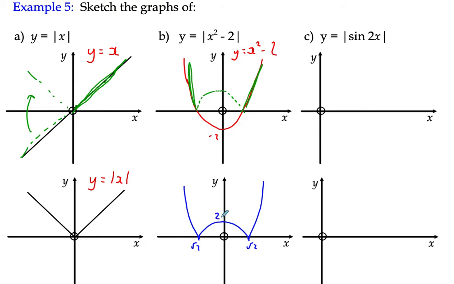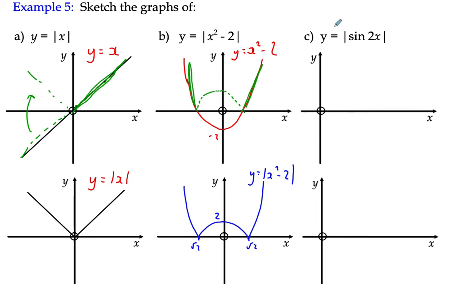We know that that's the value 2, so I can indicate that on the graph because I knew that the original turning point had a y-coordinate of -2. Any information that you've got on the original graph, carry it down, and we can indicate that as y equals the modulus of x squared minus 2.